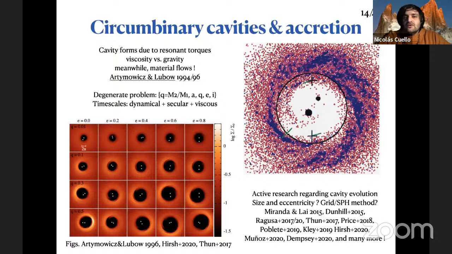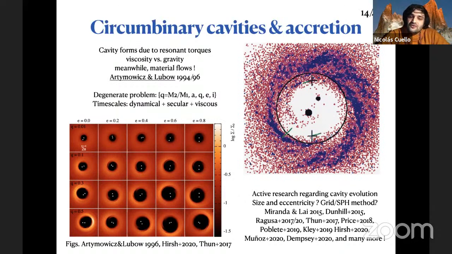But now, with the computational capabilities that we have, there are many people working on this, following a very careful numerical approach, but it's a very degenerate problem, because we have many parameters. We have the mass ratio between the stars, the semi-major axis, the eccentricity, and also the inclination. And another difficulty comes here, because we have to consider 3 different timescales. There is the dynamical timescale, which is basically proportional to the orbital timescale of the binary. We have the secular timescale, which is of the order of 100 or 1,000 binary orbits. And then we have the viscous timescale, which is sometimes even longer.